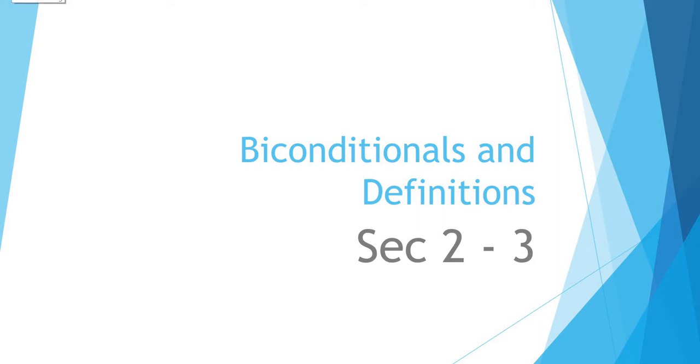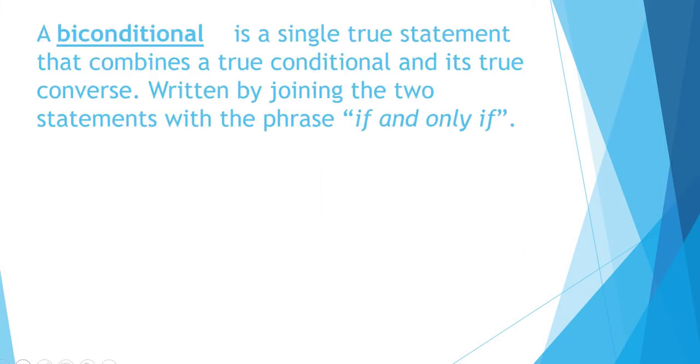Today we're going to talk about biconditionals and definitions. Now we've already talked about conditionals, and now we're going to talk about biconditionals. So, a biconditional is a single true statement that combines a true conditional with its true converse, written by joining the two statements with the phrase "if and only if."